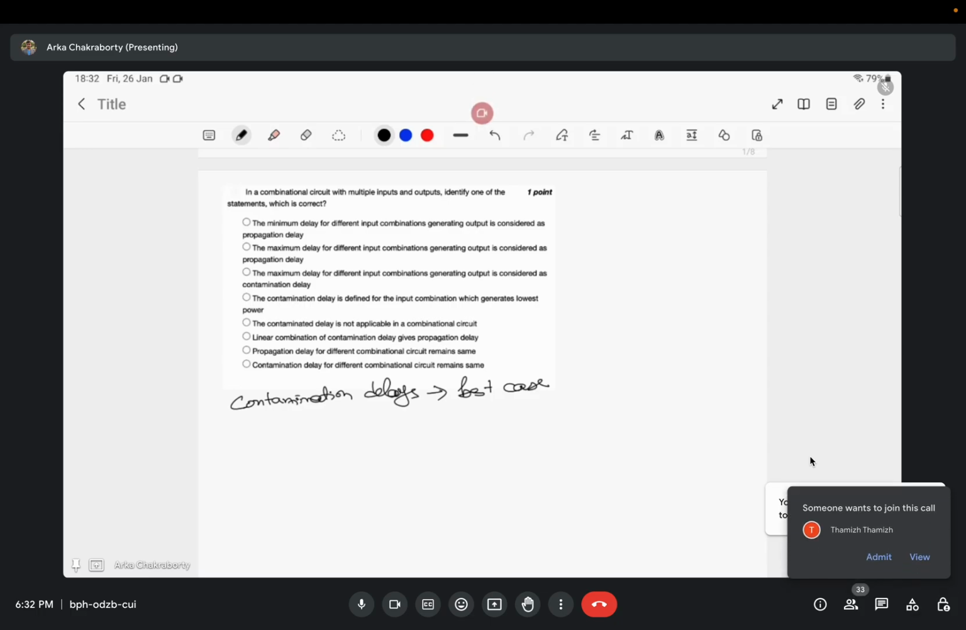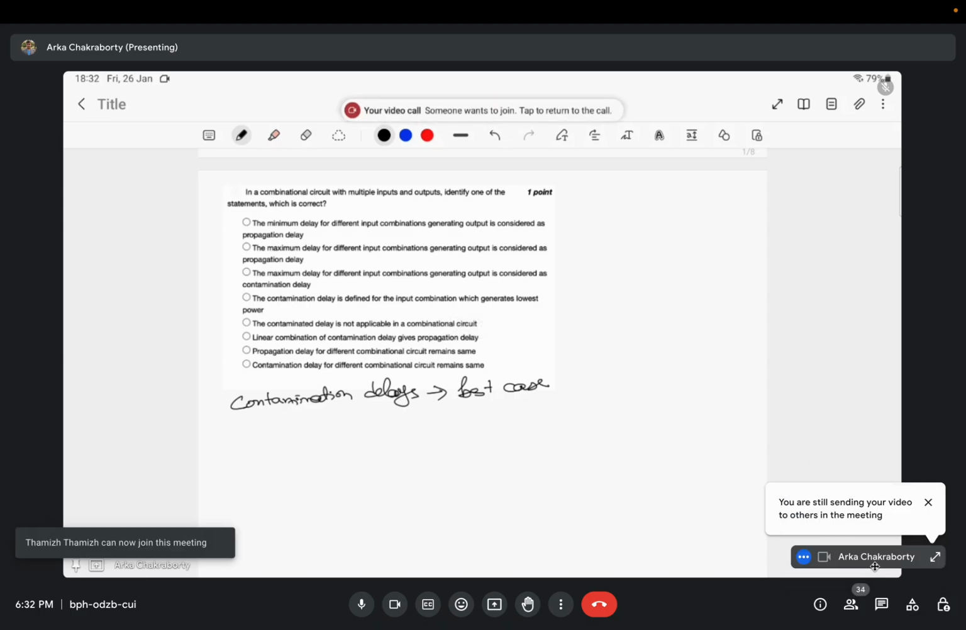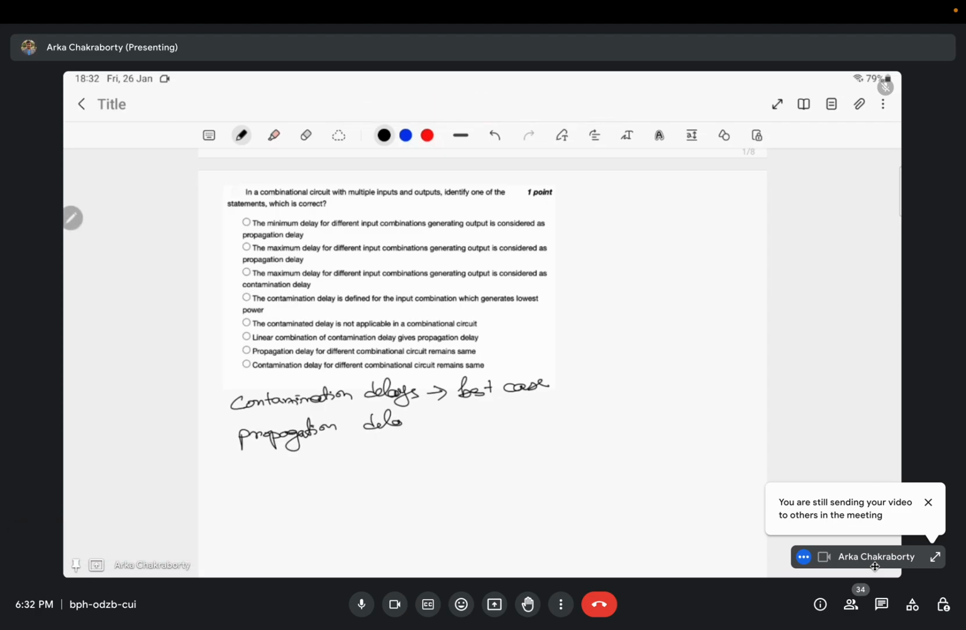These are the best case delays, and propagation delays are the worst case delays. Okay, so now let's see what is given in the question. The minimum delay for different input combinations generating output is considered as propagation delay. I said that propagation is the worst case, which means it takes the maximum amount of time. So minimum is false.